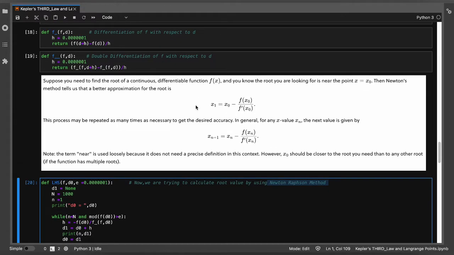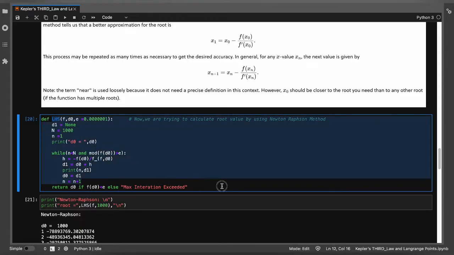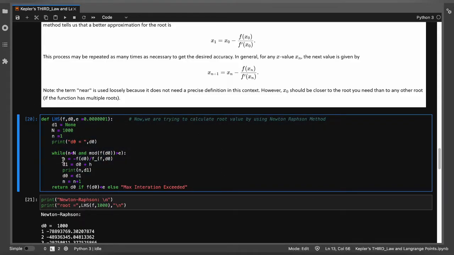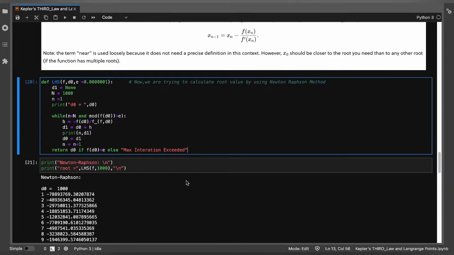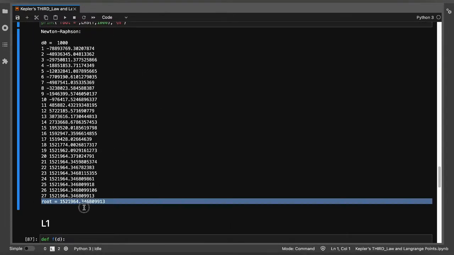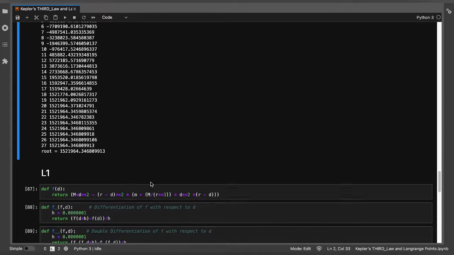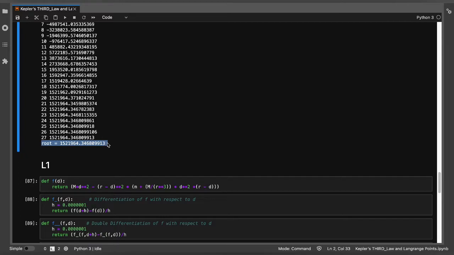It is easy stuff. Okay, so after defining it, we are going to define another function, which is a while loop, and it is going to take different values and give the answer as a root, which is going to be our L2 orbit radius from the Earth, radius from the Sun. So after printing the Newton-Raphson method and taking 1000 as the value, it is going to supply the input 1000 times until it gets the root.